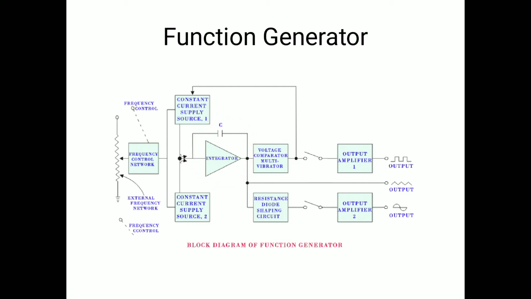After integration of this positive current with respect to time, it gives t as output because we have given the current as 1 milliampere. After integration, it becomes t, which is nothing but a positive slope.